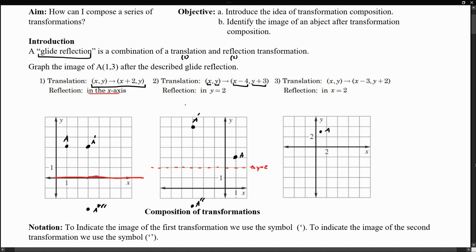That'll be A. And again, let's perform our translation. This is saying that X is going to get moved 3 units to the left, and Y is going to get moved 2 units up. So let's get our point A, and let's perform that translation. We're gonna get A, and we're gonna move it 3 units to the left.